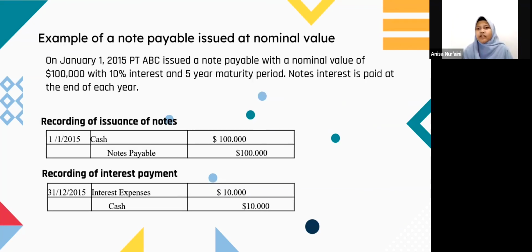This is an example of a note payable issued at nominal value. On the 1st of January 2015, PT ABC issued a note payable with a nominal value of $1,000 with 10% interest and a 5-year maturity period. Net interest is paid at the end of each year. The journal record of the issuance of the note is cash on debit and notes payable on credit for $1,000.